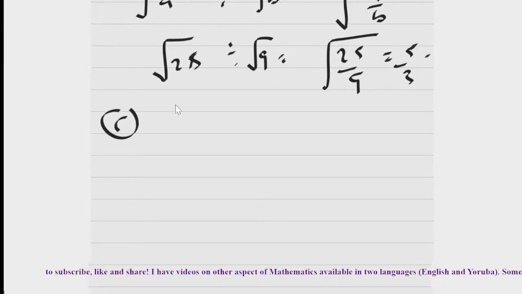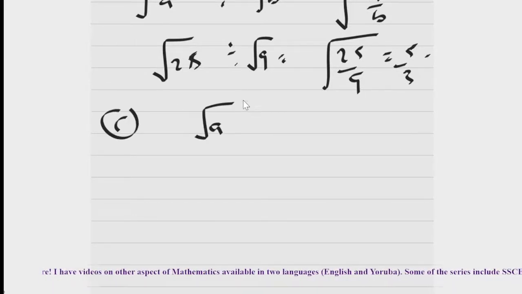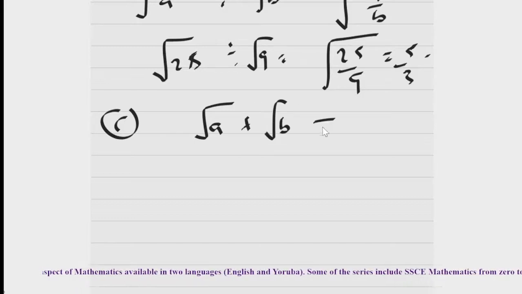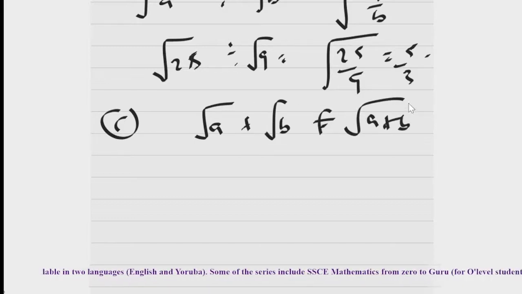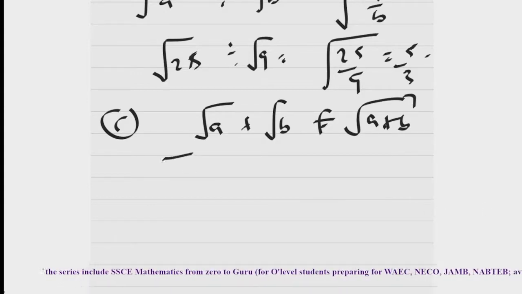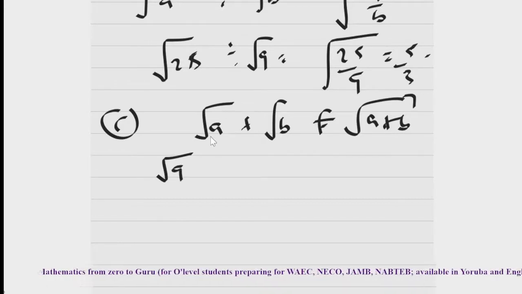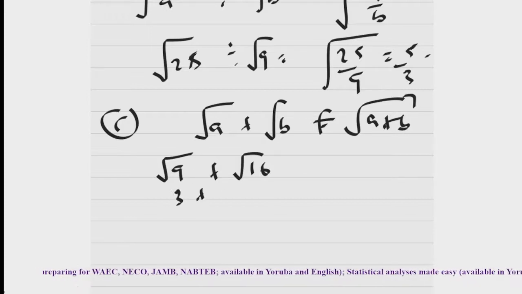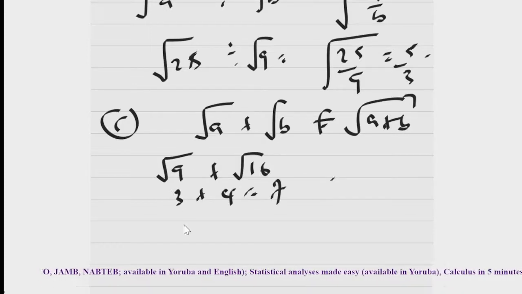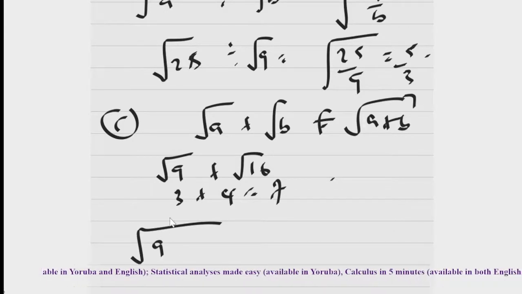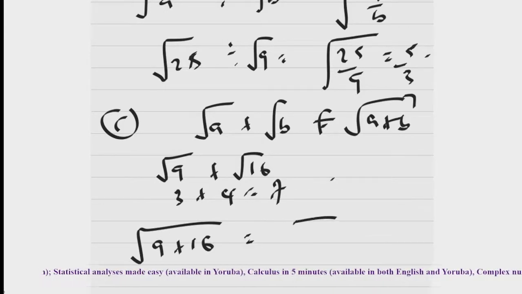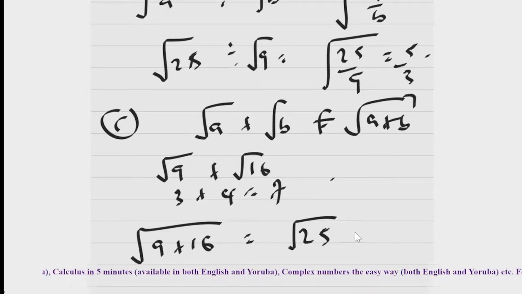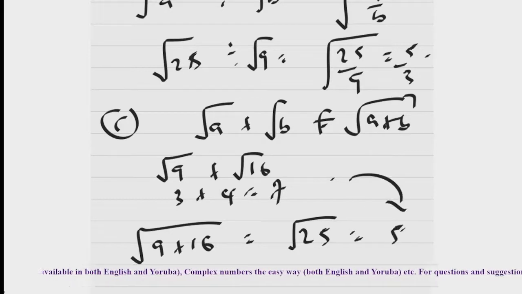But you have to note that square root of a plus square root of b is not the same thing as square root of a plus b. Don't generalize it. For example, take square root of 9 plus square root of 16. Square root of 9 is 3, plus 4, which is equal to 7. If you add them together inside, 9 plus 16 gives 25, and the square root of 25 is 5. You can see 7 is not equal to 5.